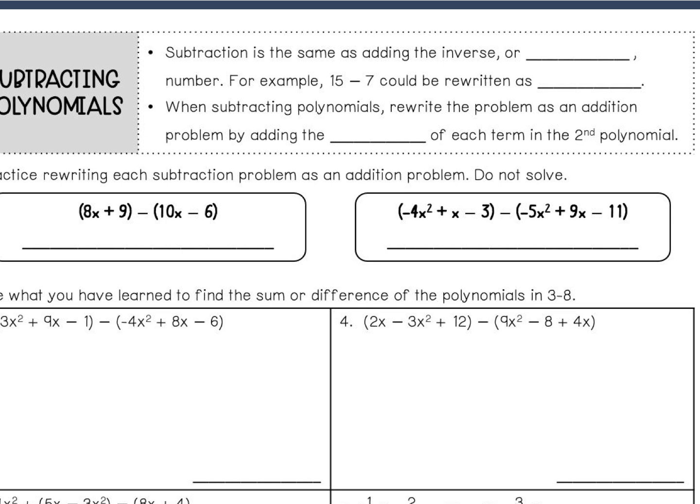Subtraction is the same as adding the inverse, or what's another word for inverse? Opposite. For 15 minus 7, we can rewrite it. Now, we don't normally do this plus a negative. But what we do need to make sure we do is that we distribute our negative. So we're probably not going to write it that way, but when we are subtracting polynomials, we'll rewrite as an addition. This is really more of what we do. Adding the opposite, which is just a fancy way of saying we are distributing a negative 1.